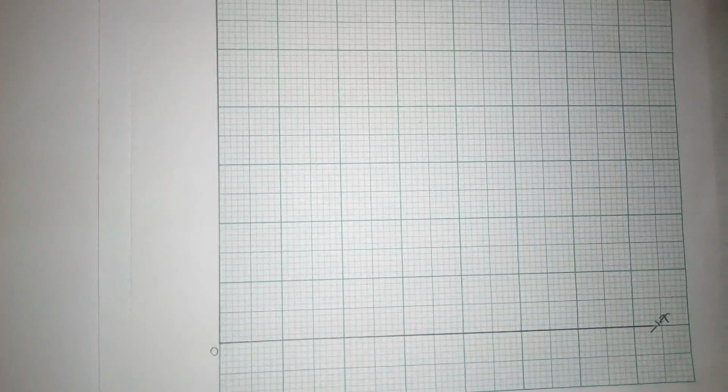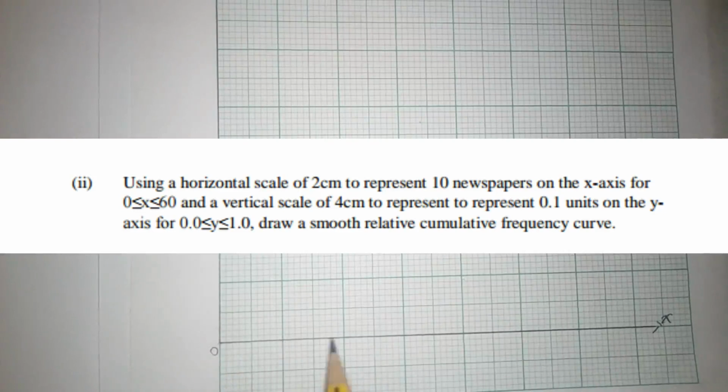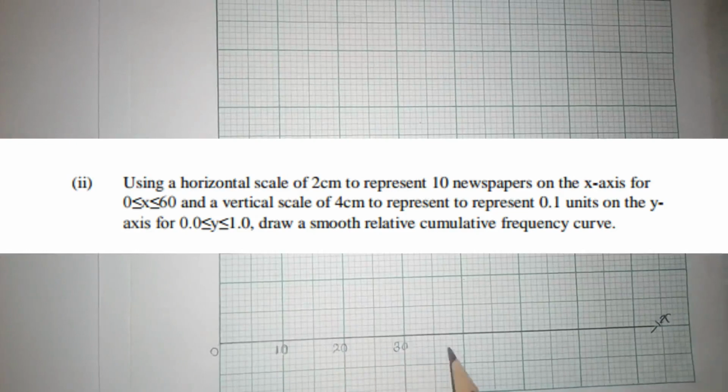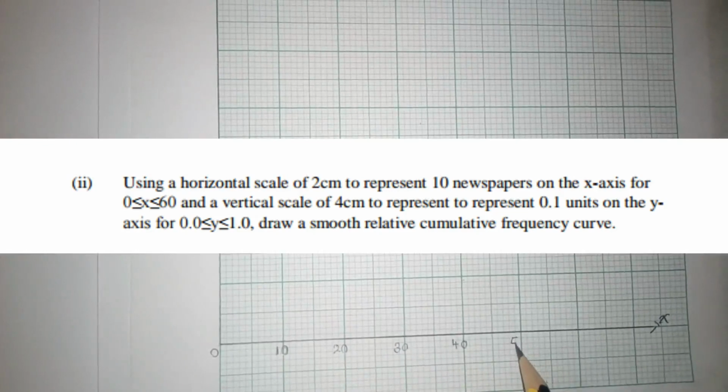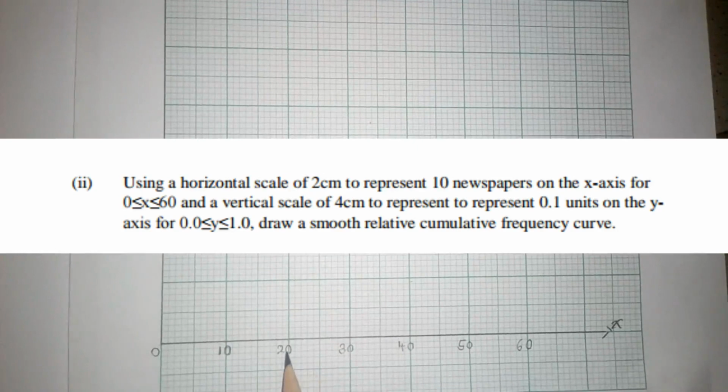Following the scale, this is 0. They have said using the horizontal scale. Horizontal is going this way, the x-axis: 2 centimeters to represent 10 newspapers. So 2 centimeters from here to here, it's supposed to be 10, moving in 10. So this is 10, 20 over here, 30, 40, 50, and 60. The difference should be 10, like from here to here, 10, 10, 10, 10. You're moving in tens.